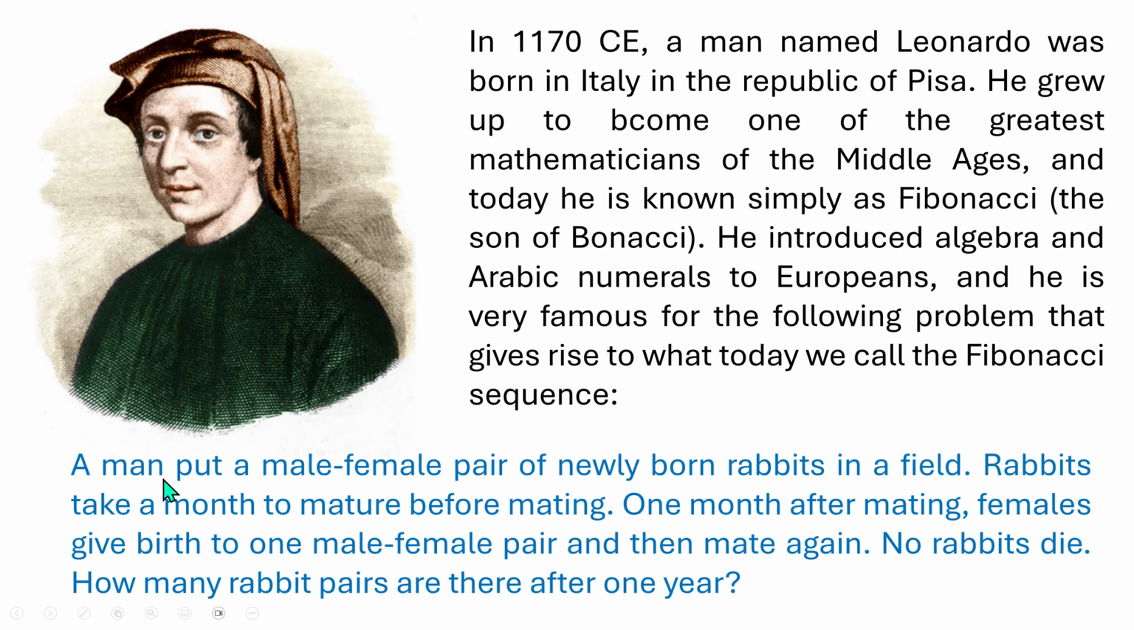So here's the problem. A man put a male-female pair of newly born rabbits in a field. Rabbits take a month to mature before mating. 1 month after mating, females give birth to one male-female pair and then mate again. And every month thereafter, they give birth to another male-female pair. Also, these rabbits are immortal. No rabbits ever die. And the question is, how many rabbit pairs are there after 1 year, or actually at any moment in time?